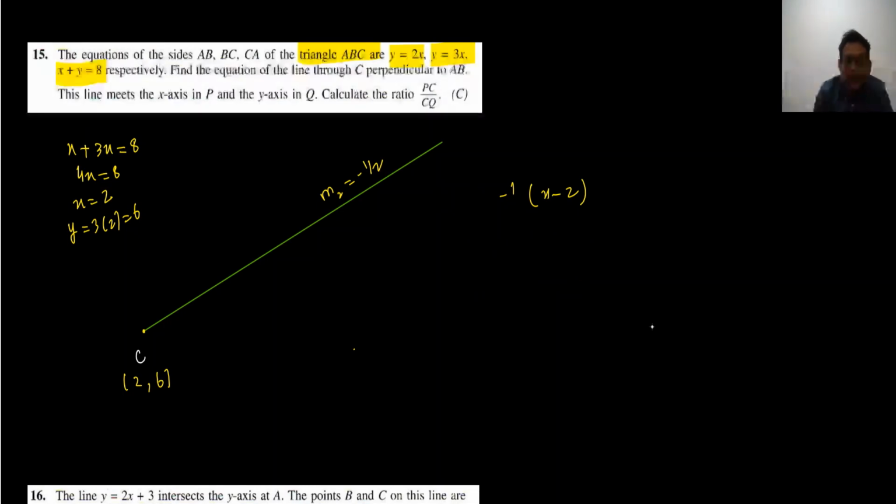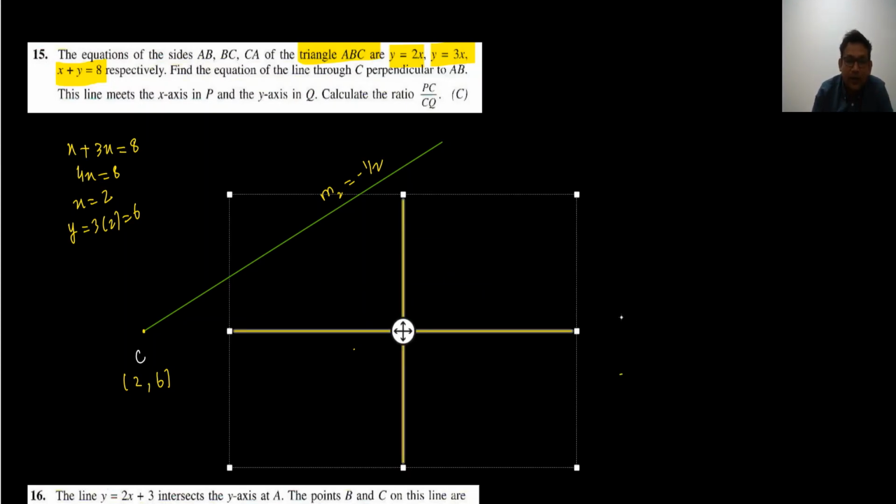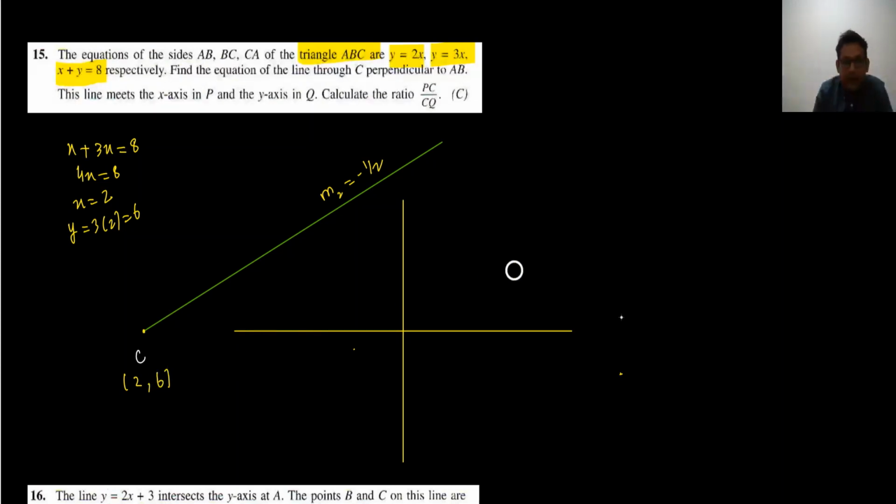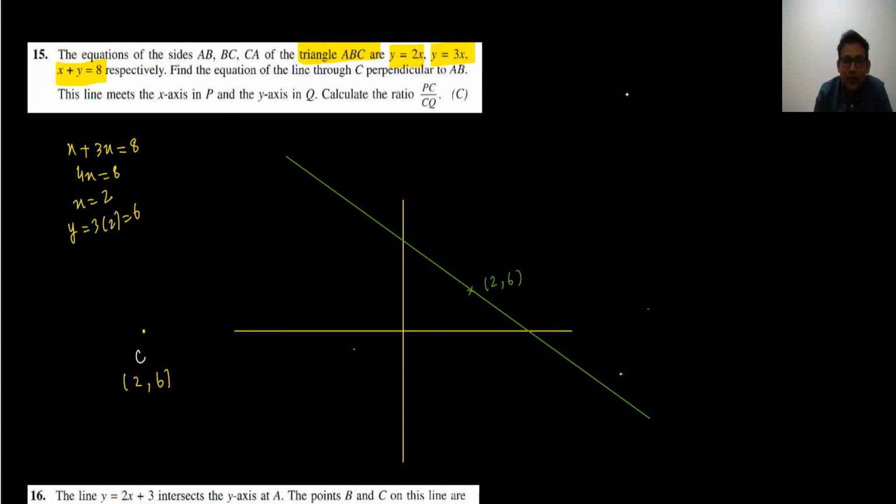If I draw this line here, like the axis, (2, 6) should be here actually. That's why I'm telling you. A negative gradient means the line should be like this. Exactly what I want to explain. C is somewhere here, C should be here like (2, 6). This is C. Okay, we got C here now.